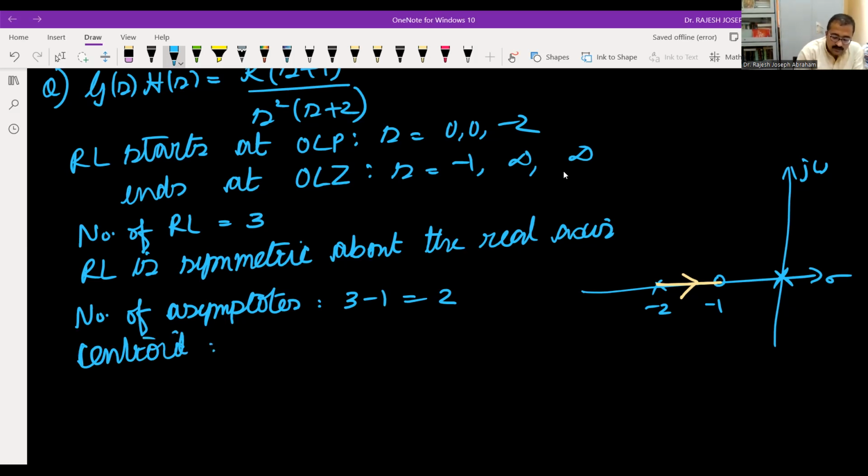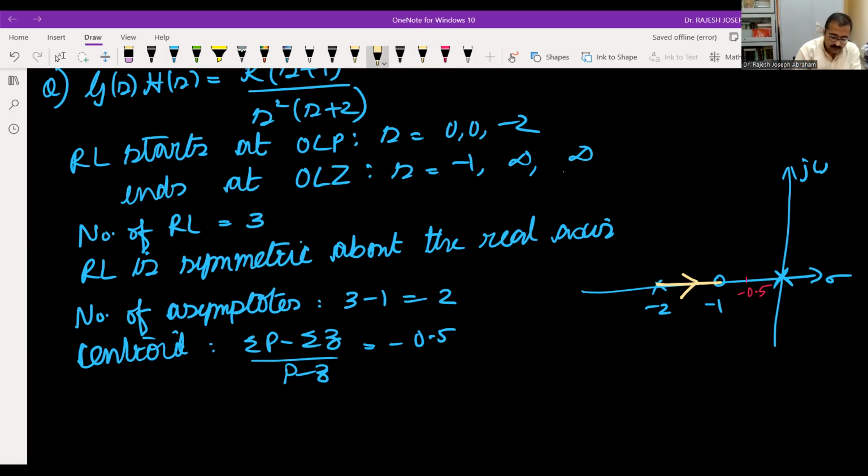How to find centroid? Sigma P minus sigma Z divided by P minus Z. You add all the finite poles and add all the finite zeros, subtract it from the sum of finite poles. That's it. So you will get minus 2 minus 1 divided by 2. That means minus 1 by 2, that means minus 0.5. So the centroid happens to be at minus 0.5.